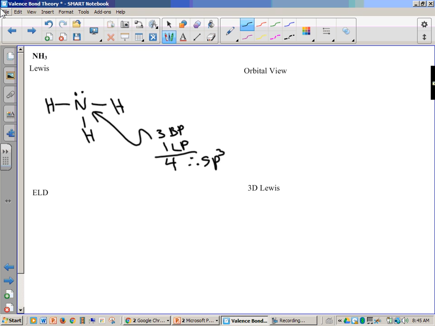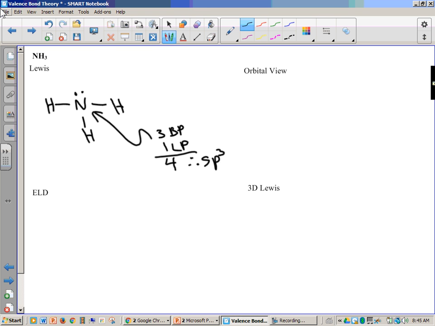Later on, I don't know if I'll get to it because we're going to get that visit from the health nurse. But later on, if we only need 3, well, we're only going to need S and 2 Ps, sp2 hybridization. And if we only need 2, we're going to need S and a P, sp hybridization. And I'll teach you about those shapes later on.